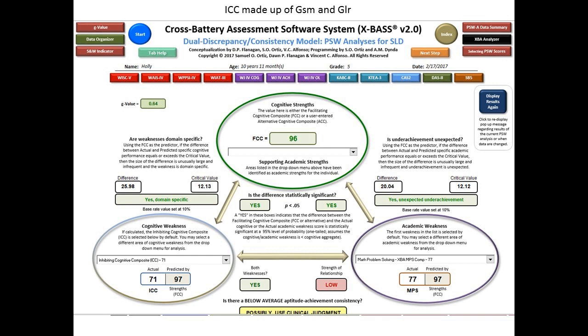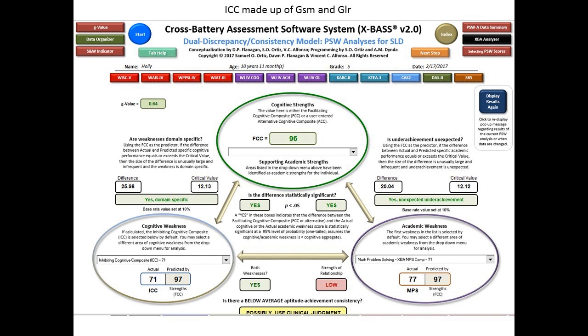So with the inhibiting cognitive composite, we have domain-specific cognitive weakness, we have unexpected underachievement, but it says that the strength of the relationship between these memory abilities and math problem solving is low. And so the consistency then says possibly use clinical judgment. Well, I think it's important to know that whenever the inhibiting cognitive composite demonstrates a relationship of low, then you should go to the drop-down menu and select the processes separately rather than the combined processes in the ICC.